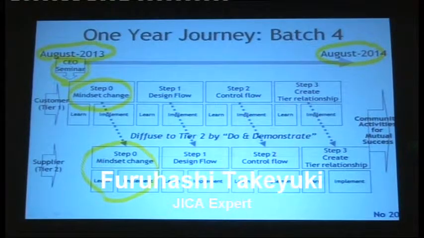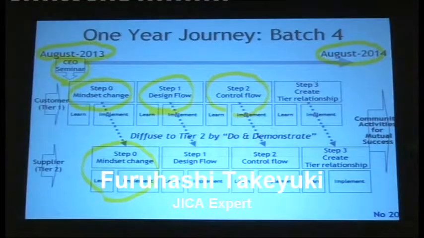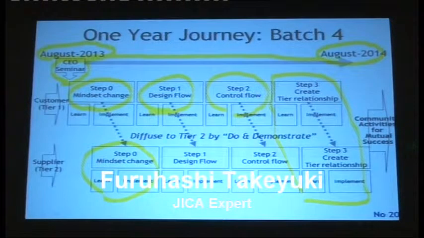Then they can go to the next stage, a more scientific approach. Design the flow, then spend 2 months. Then control flow. Control flow means stabilize the flow. Then they can get some basic benefits like delivery performance and basic productivity improvement. Based on this achievement, they will create the tier relationship. After they create a tier relationship, they can go to the next stage for further improvement. So we will spend almost 1 year following these steps.